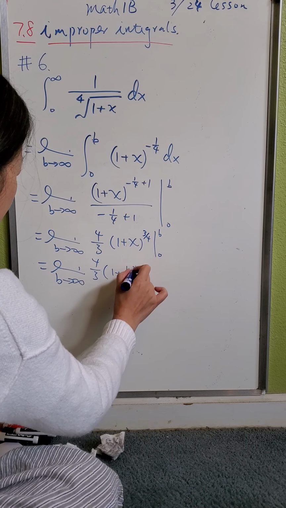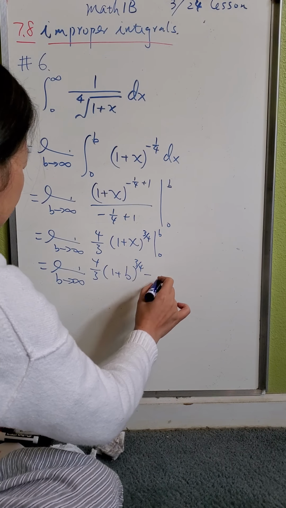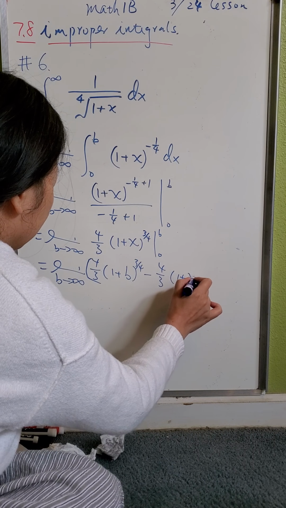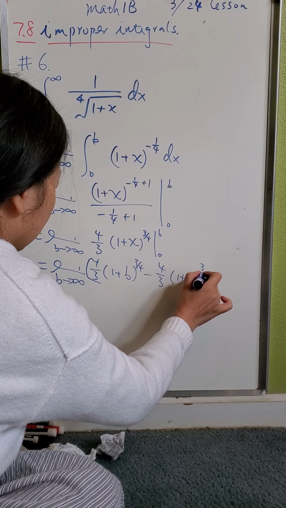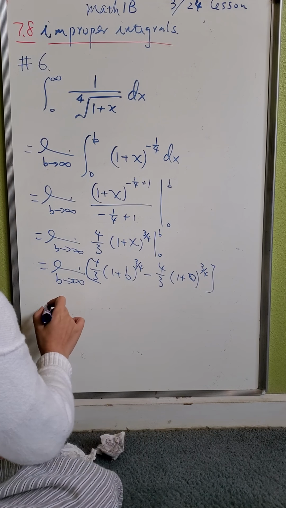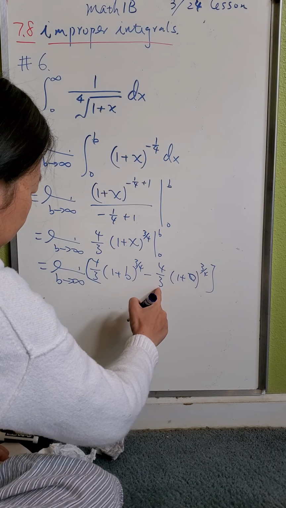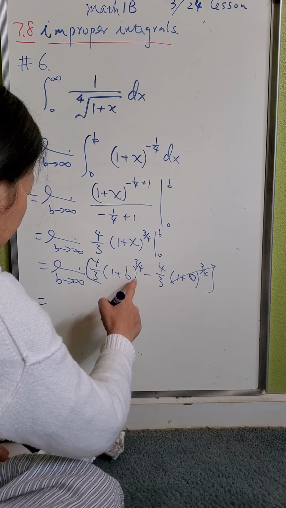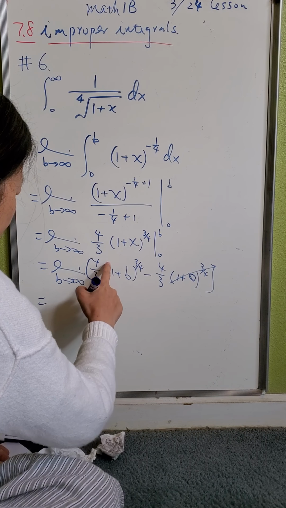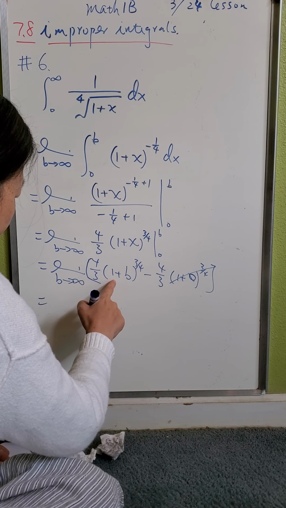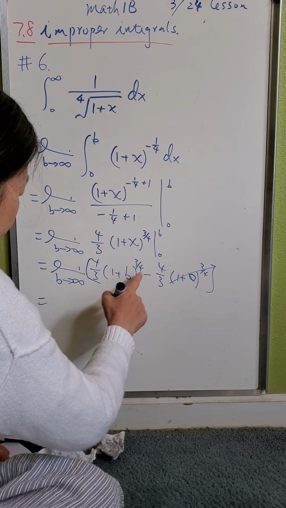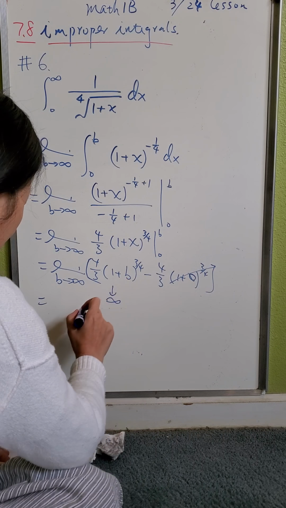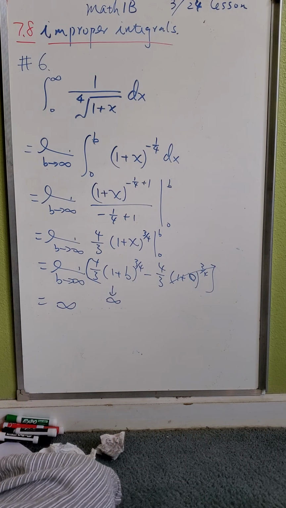1 plus b to the 3/4, subtract 4/3 times 1 plus 0 to the 3/4. And that just equals 4/3, because it is a 1, so that's gone. When b goes to infinity, that will be infinity, right? Because 1 plus infinity is still infinity. Infinity subtract a number is still infinity. So your answer is infinity.